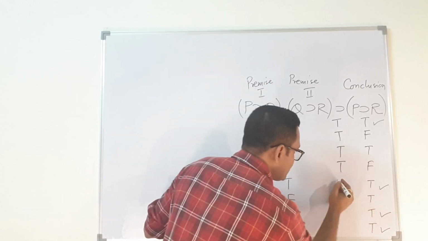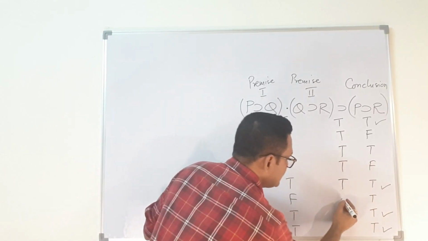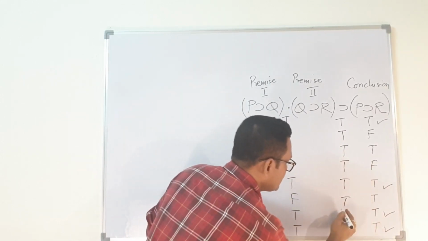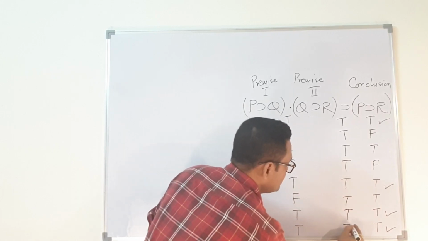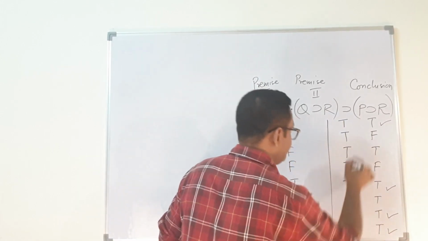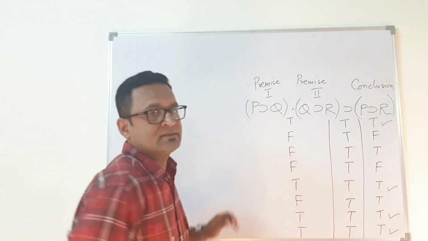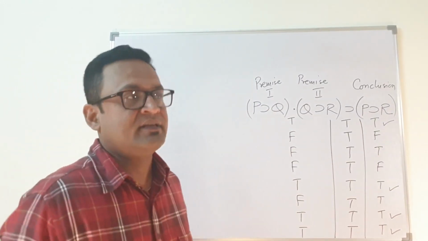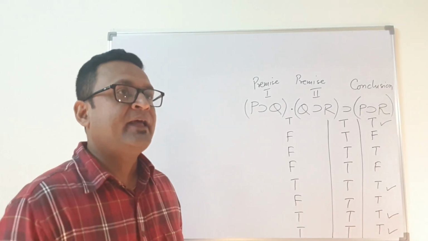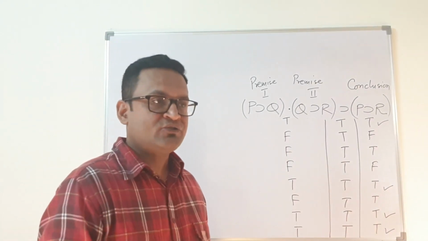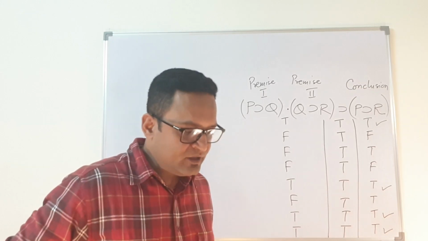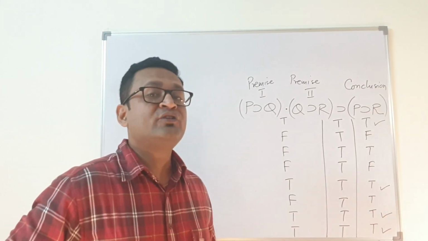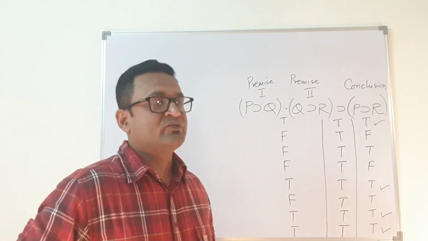Now true implies true is true. False implies anything is going to be true. True implies true, true. So you can see this is a tautology. So there are ways to check an argument, and these are certain things which you should understand, how you need to study an argument using the truth tables.